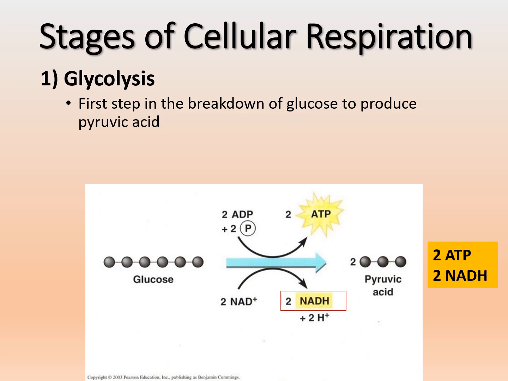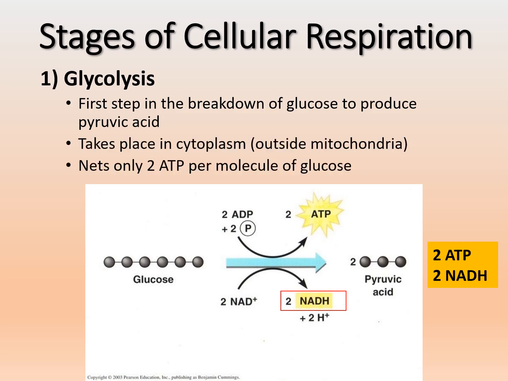So now let's start going through those steps of cellular respiration. And the first one is glycolysis. So this is really the first part in breaking down glucose. And what we produce is something called pyruvic acid, okay? And so by breaking down glucose into pyruvic acid, we actually get a couple of ATP molecules, but what we also get is some NADH. Remember those guys that are the electron carriers? So this is really important.